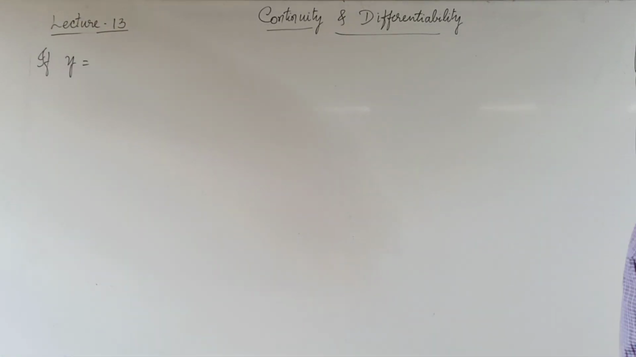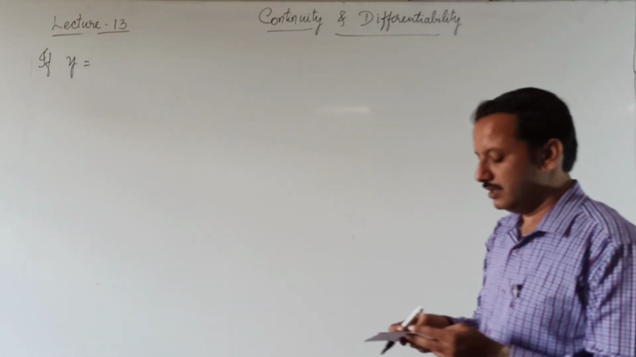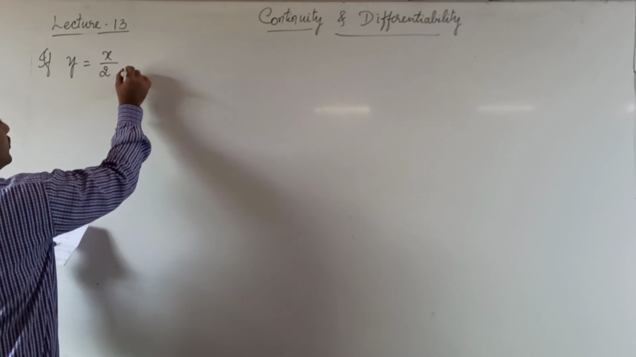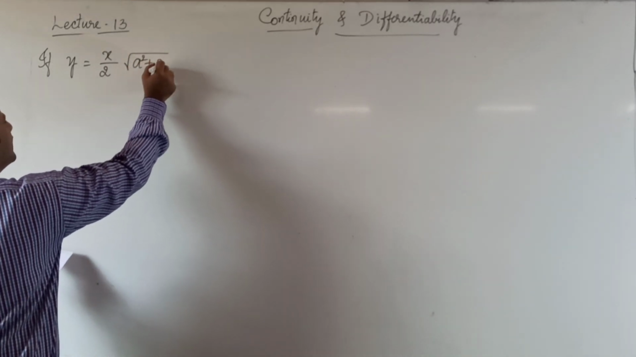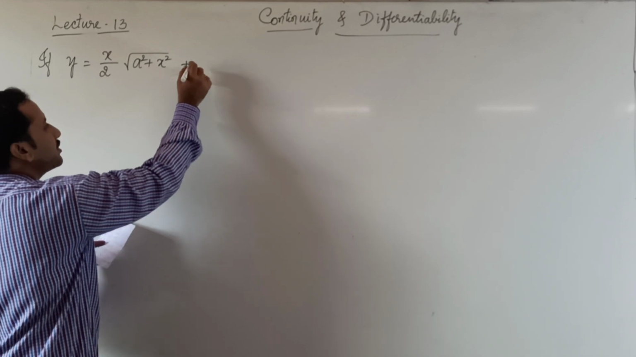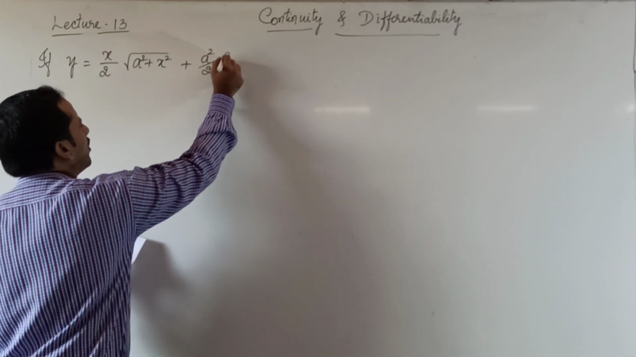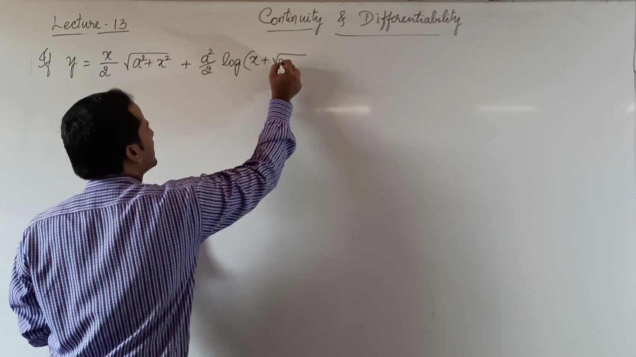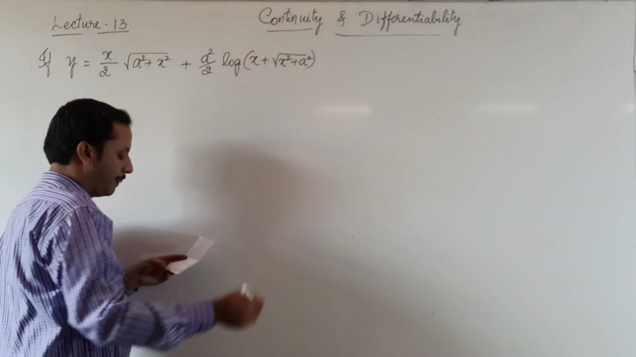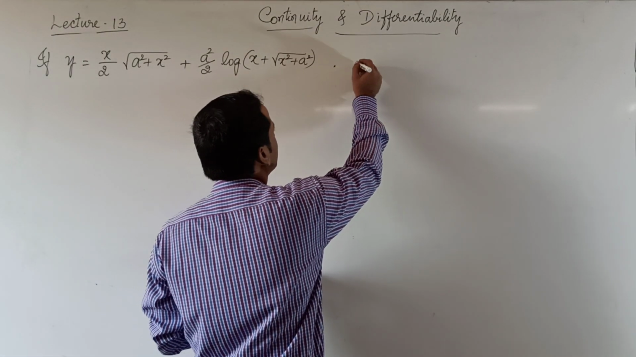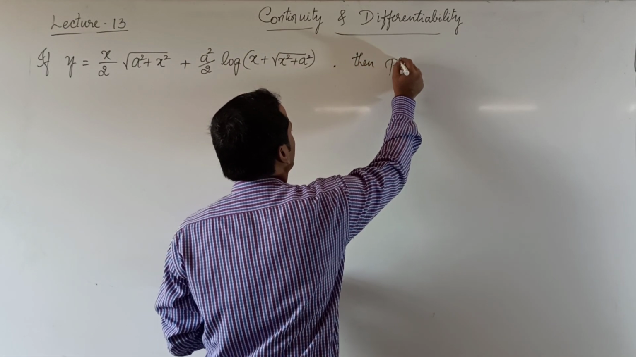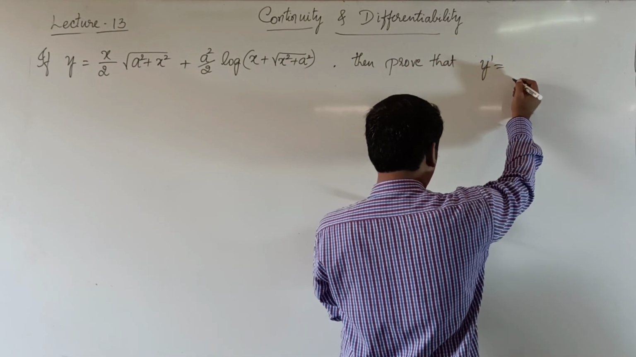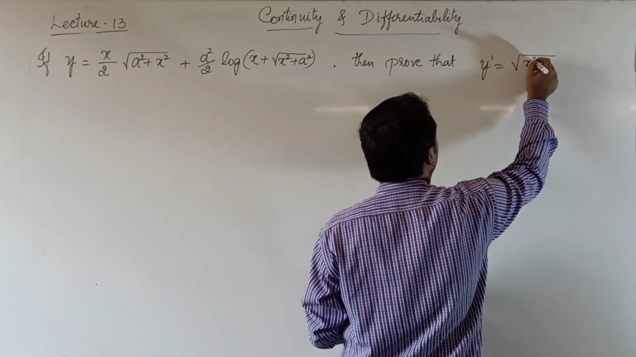Next question. If y is equal to x by 2 into root of a square plus x square, plus a square by 2 log of x plus root of x square plus a square, then prove that y dash is equal to root of x square plus a square.